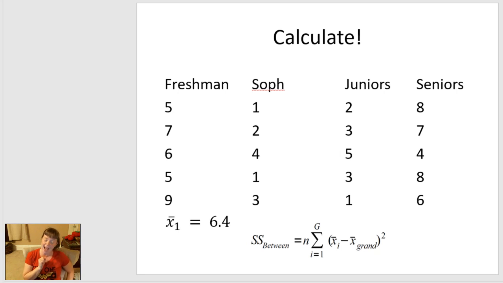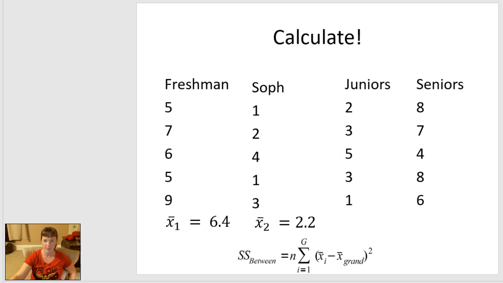All right, so when I add 5 plus 7 plus 6 plus 5 plus 9, I get 32. 32 divided by 5 is 6.4. So the average for the first group of freshmen is 6.4. And then for my second group, I take 1 plus 2 plus 4 plus 1 plus 3, and I get 11. 11 divided by 5 is 2.2.